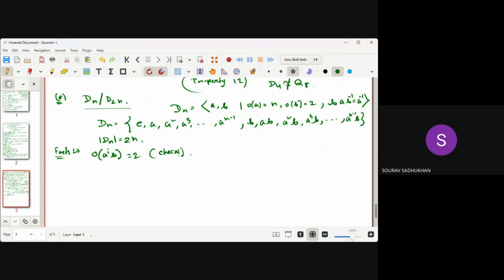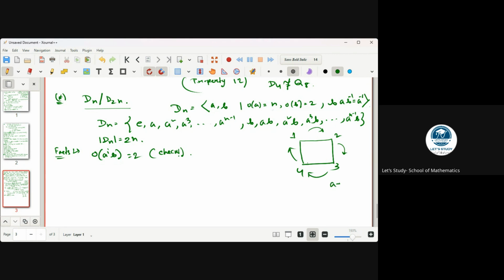Is it geometrically told as reflection or rotation? Yes. D4 is nothing but a quadrilateral. These are just 1, 2, 3, 4, rotations of 90 degrees.